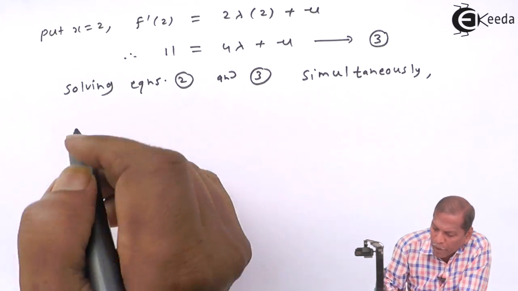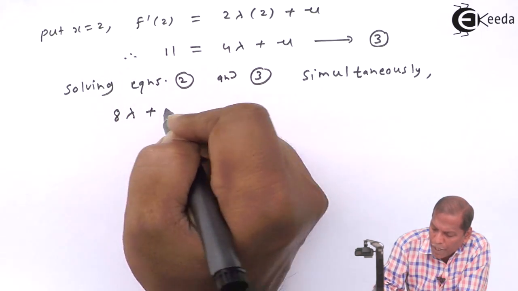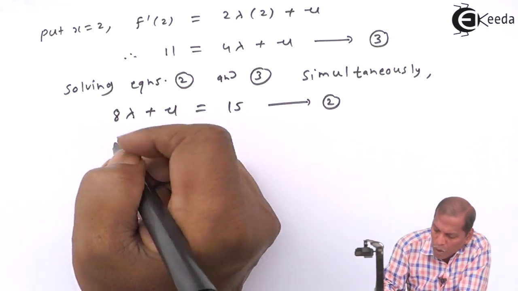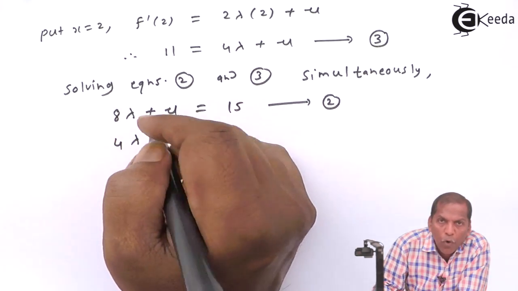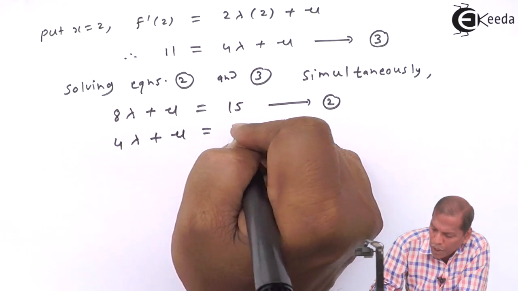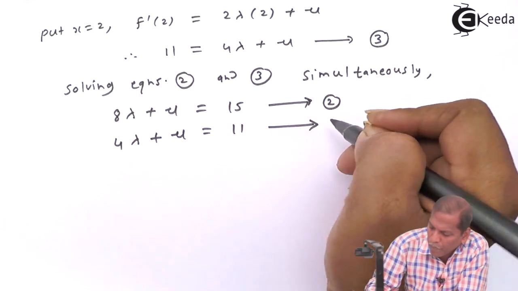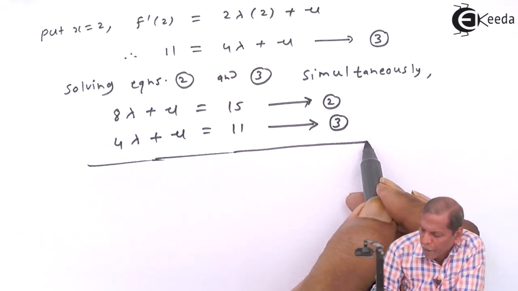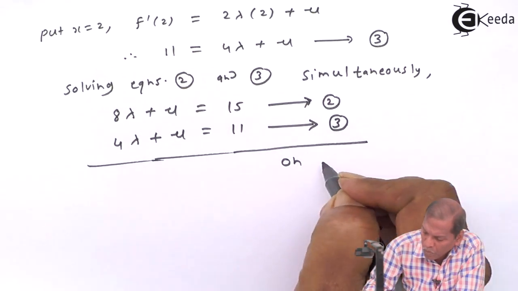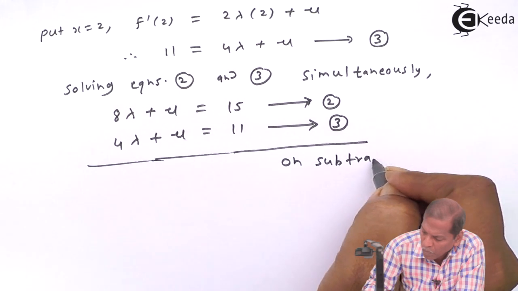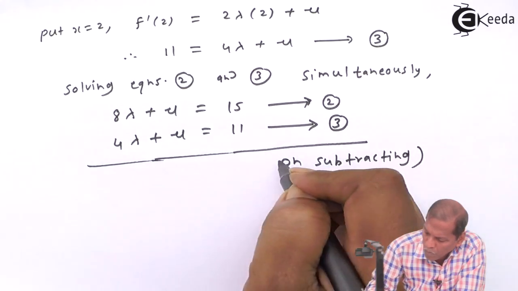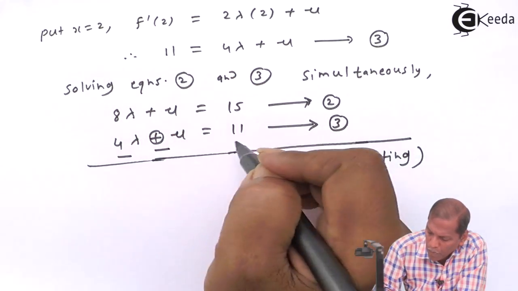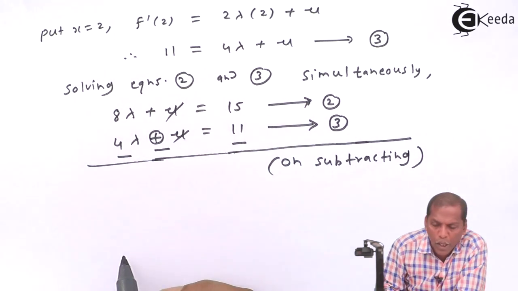So first of all we write equation 2 as 8λ + μ = 15, and then we write equation 3 as 4λ + μ = 11. If you observe here, on subtracting, μ cancels. So minus, here plus μ, minus μ cancel.